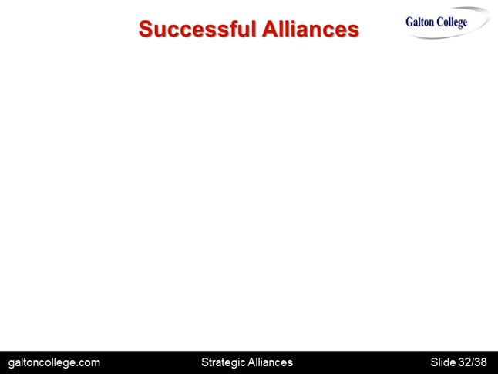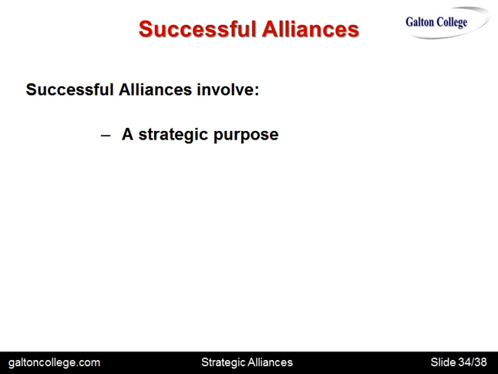Now, let's talk for a moment about successful alliances. Successful alliances involve a strategic purpose. They must know where they're going. They must have a vision. They must have an idea of what they can do and what they can do together. So there must be a strategic purpose. The companies who collaborate are doing so for a purpose, and that must be clear to both of them.